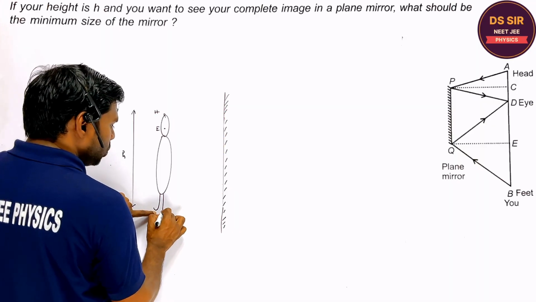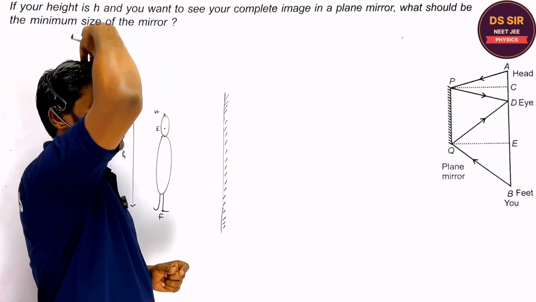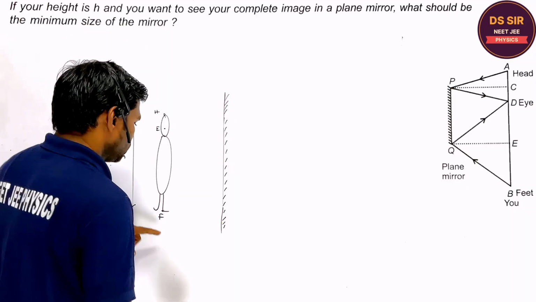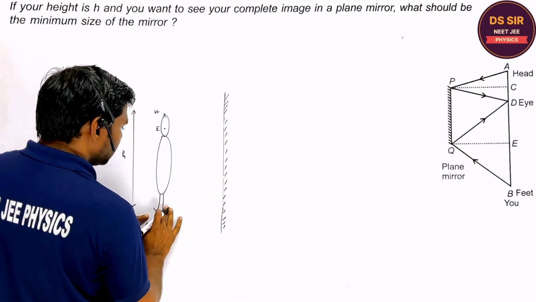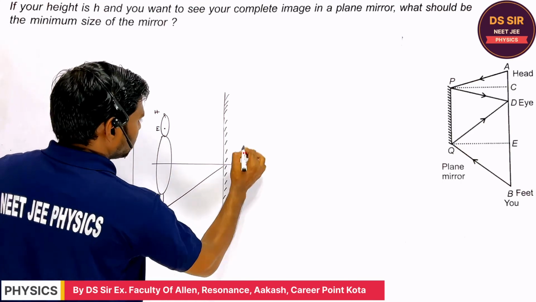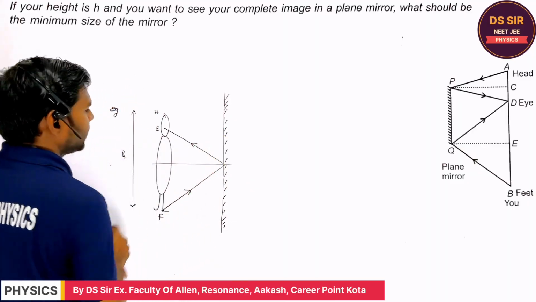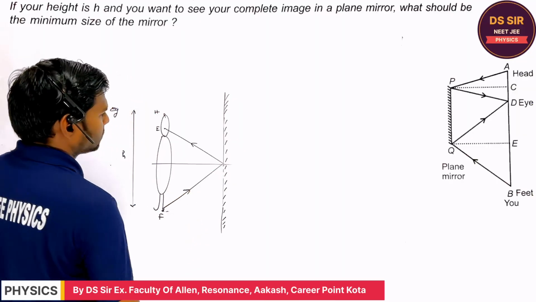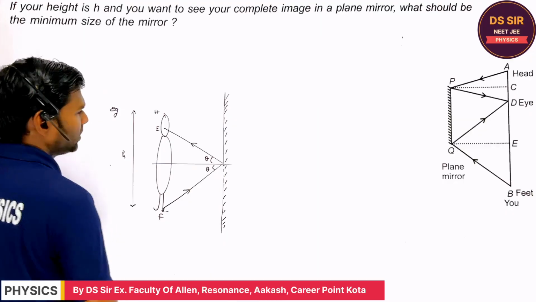Listen one thing. To see from the foot to head, if I am standing over here, I should see my head to the foot. So if the foot is seen by the eye, it should be like this. This is the light ray incident over here, and it should meet the eye. Is it clear or not? It should meet the eye in this way. Fine. If this angle is suppose theta, it must be theta.